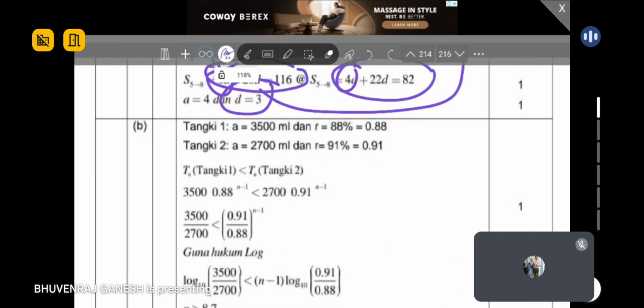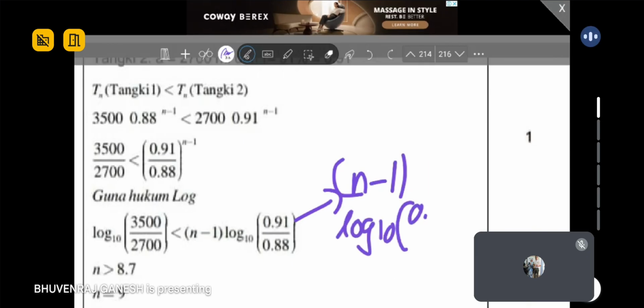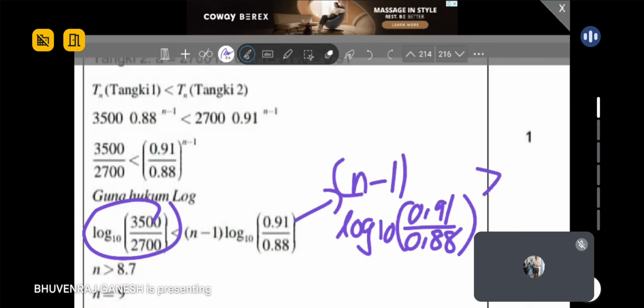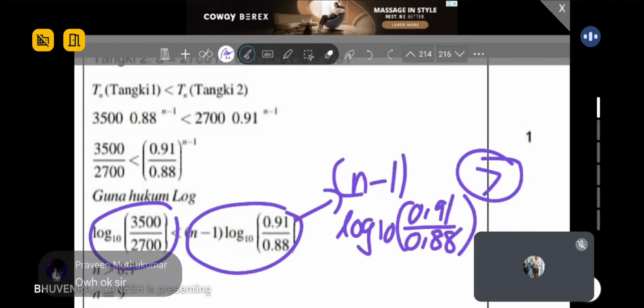They just have a different way of writing. Because now you're finding n. Am I right? So n minus 1, log 10, 0.91 over 0.8. When you write this one like this, it will switch sign. Because now I write this as the first, not this one as the first. Can you see? It means the same thing actually. This one is less than this one, which means that this one is greater than this one. That's why greater than. Can you see, Praveen? We never change the sign. It's just which one we put first. That's all. Never change sign.